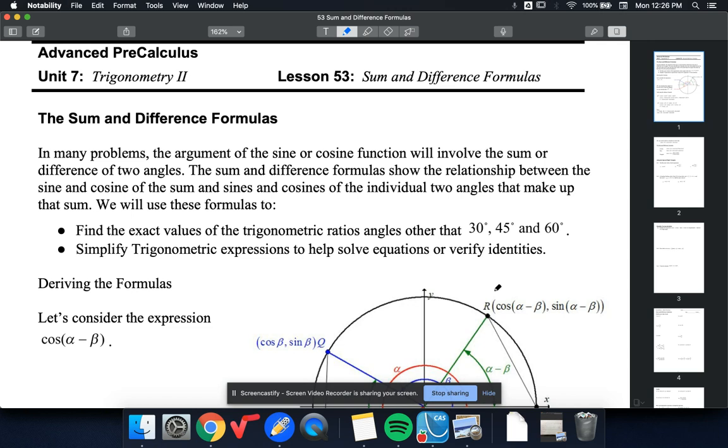Hi students, Miss Slyman here, and I'm going to talk to you about the sum and difference formulas. As you might have guessed, these are formulas for sums and differences of angles. We're going to look at things like cosine of alpha minus beta, sine of alpha minus beta.